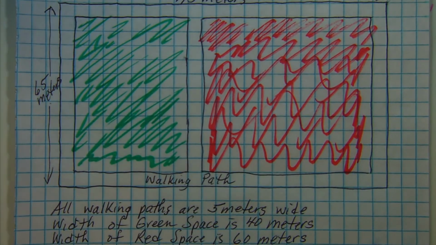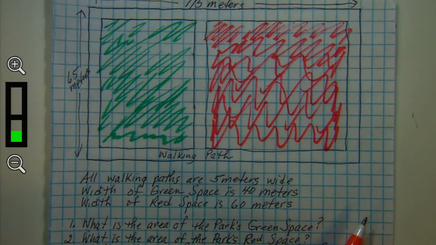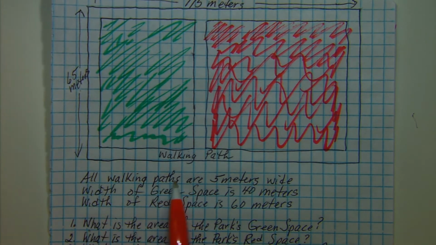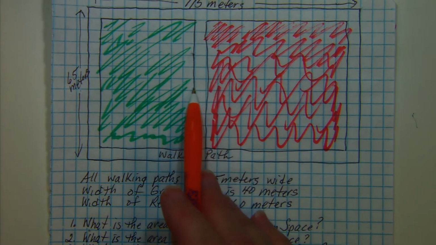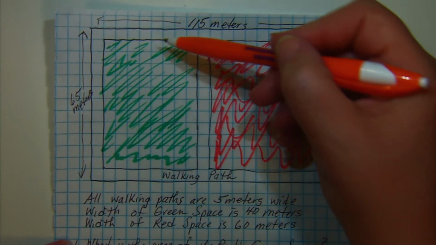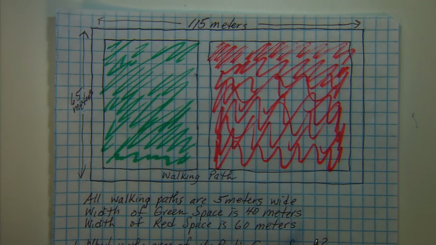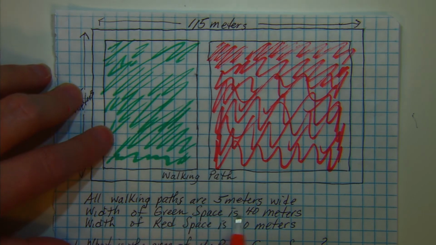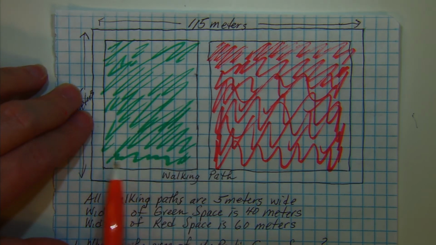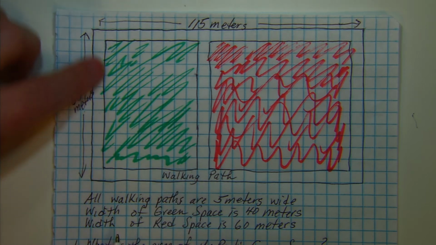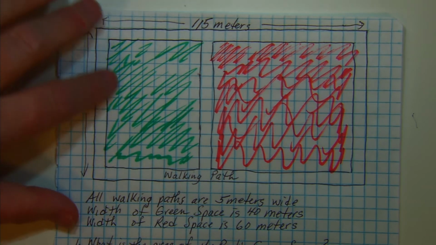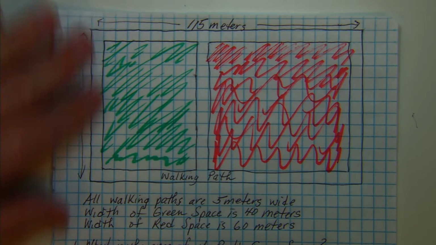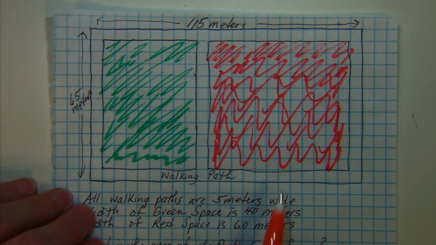And this is the only information they actually need to give to you. All walking paths are 5 meters wide. So everywhere that you see a walking path, you know that that is 5 meters wide. Also, the width of the green space is 40 meters. Now, they did not give us the length, which means they're saying we should be able to calculate that. And the width of the red space is 60 meters.